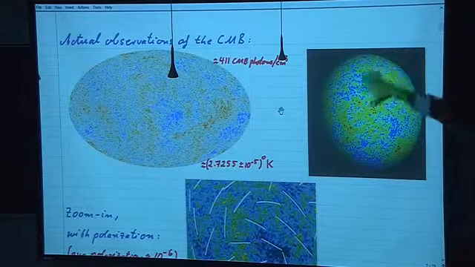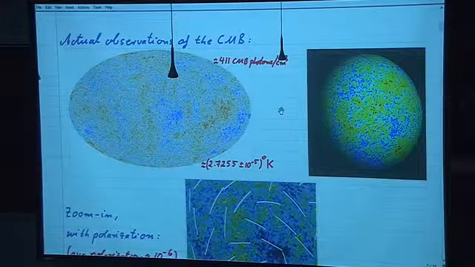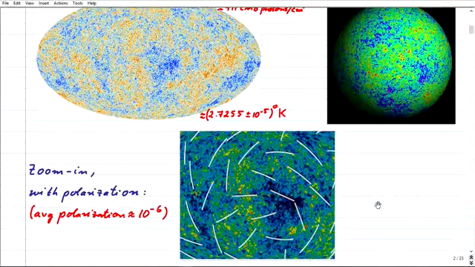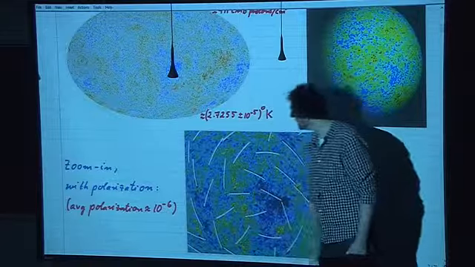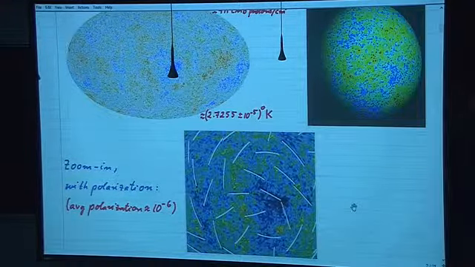Another way of displaying this is to project it onto a sphere, and then that's how the CMB looks. Again, that's actual data. If we zoom in, it looks like this. Now those white lines in there are actual measurements of the polarization in the cosmic microwave background. It's very, very slightly polarized only. The polarization is only about 1 part in a million, whereas the temperature fluctuations are about 1 part in 100,000.